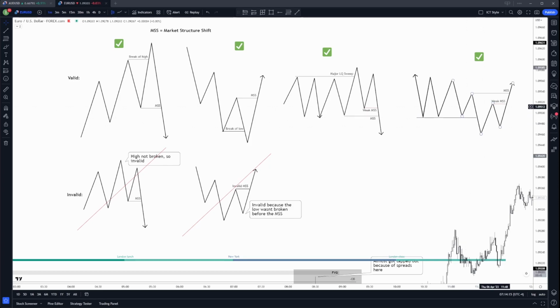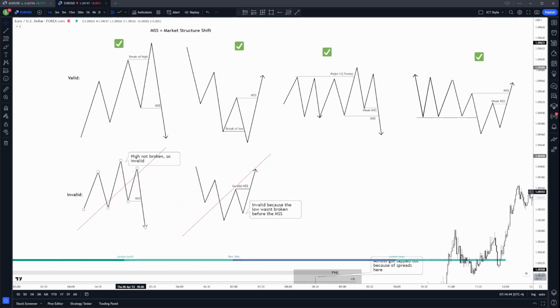We then have a move down, a weak market structure shift, because this does not violate that. So this does not violate this low right here. Hence, that's a weak market structure shift. And then the true market structure shift occurs. And then you can actually start looking for entries within this whole price leg right here. And of course, take an entry from a discount, and for a bearish example from a premium zone.